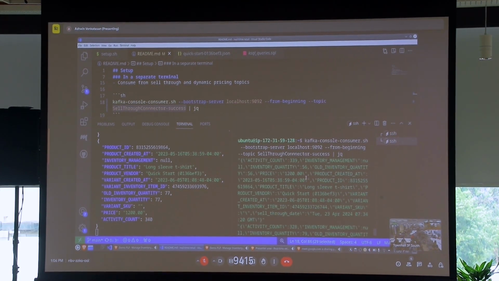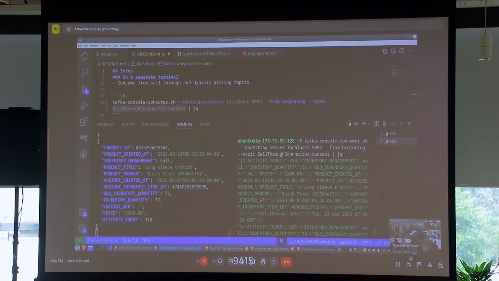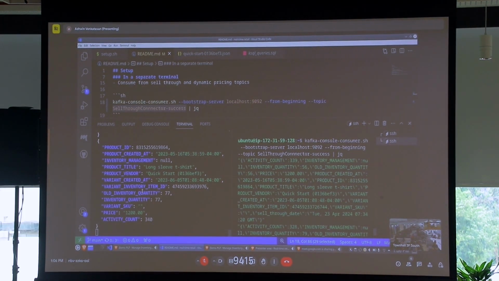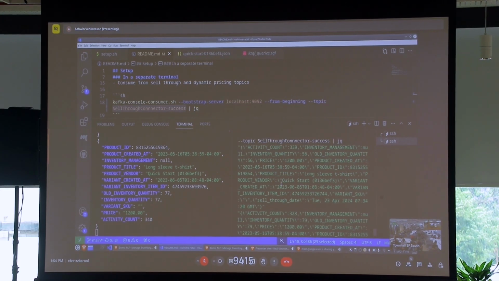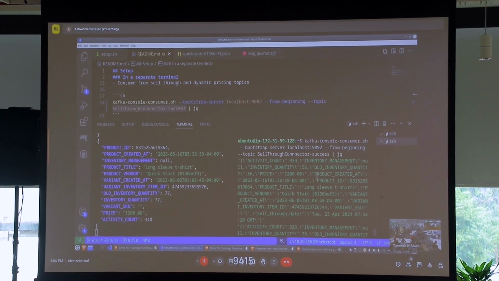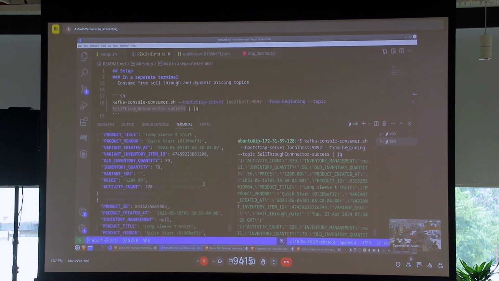So this is the sell-through date connector. Okay, this is the topic which returns the sell-through date. Basically, we have set up an HTTP sink connector, which every time data comes in from the other stream, sends it to the HTTP endpoint you have given. And whatever response comes back, we are storing it in this topic called sell-through connector success. And this can be used for any downstream activity. If you see what we have here, basically we have the same details as here, activity count and things like that, inventory quantity 56 here. I think this is matching with this one, right?